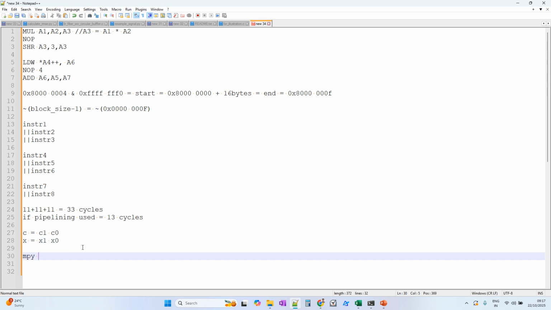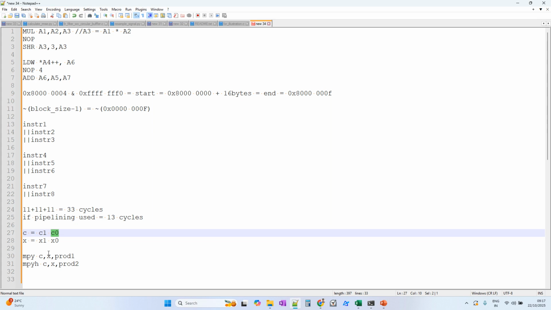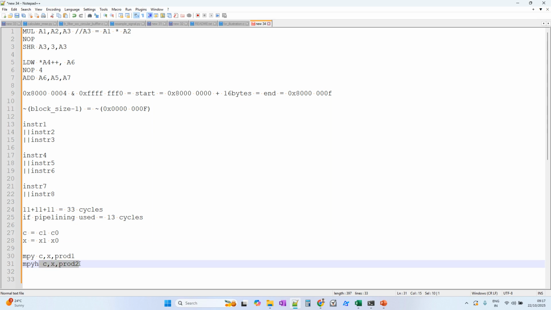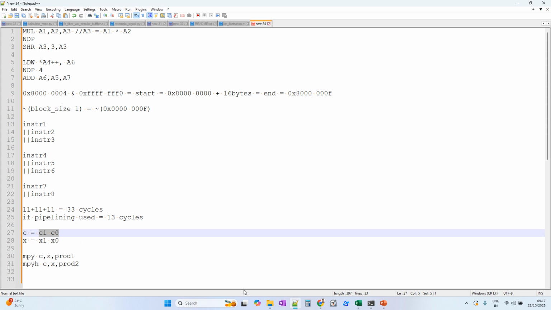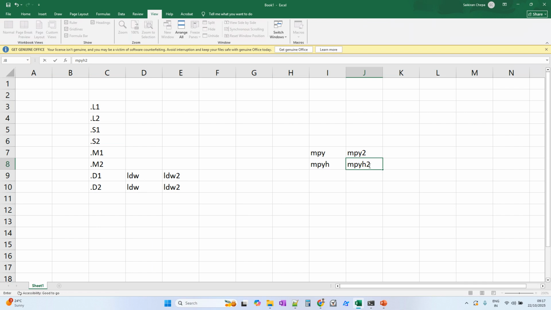So when we do MPY C comma X comma prod1, and MPYH C comma X comma prod2, this will multiply C0 into X0. This one, lower values it will multiply. This one will multiply higher values, C1 into X1. So that's the idea. We'll get both the products, lower 16-bit will get here, upper 16-bit will get here. That's what we are doing here. Like load 2, multiplication will happen here. 1, 2, 3, 4, so 5th cycle the output will be available.